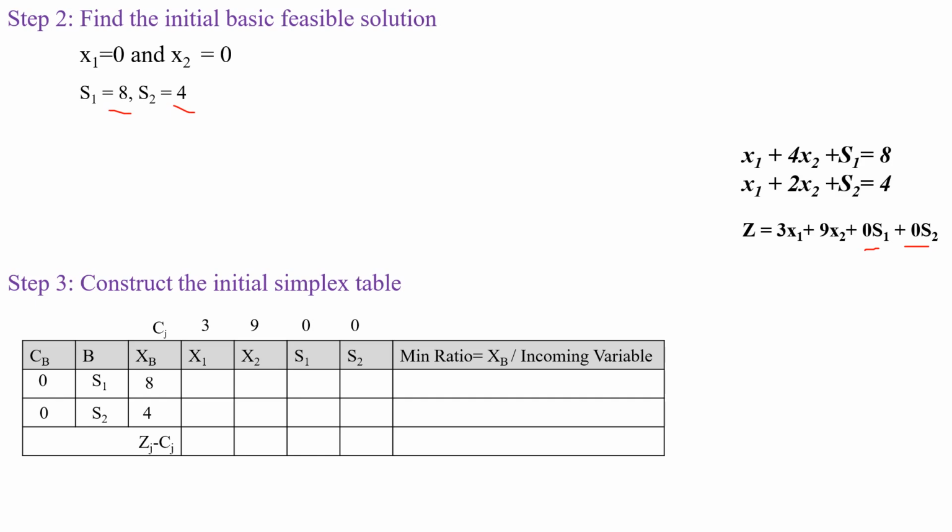And Cj is the cost coefficients for the decision variables as well as the slack variables. For this, I have to observe the objective function. Here x1 cost coefficient is 3, x2 cost coefficient is 9, s1 cost coefficient is 0, and s2 cost coefficient is 0.